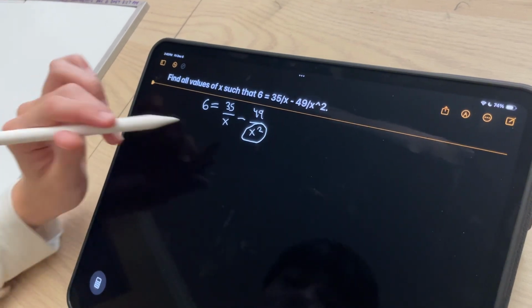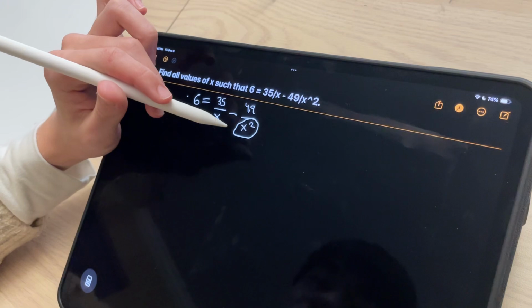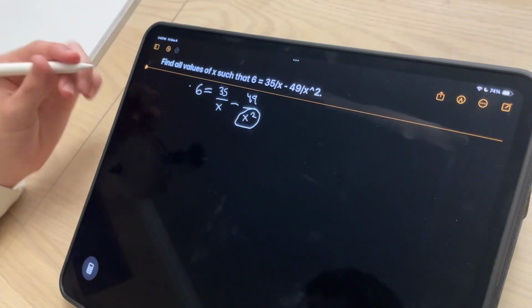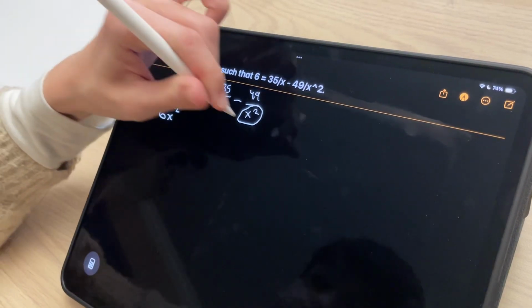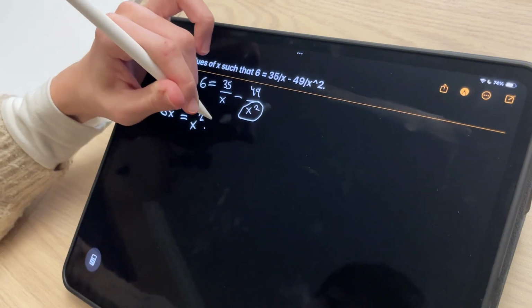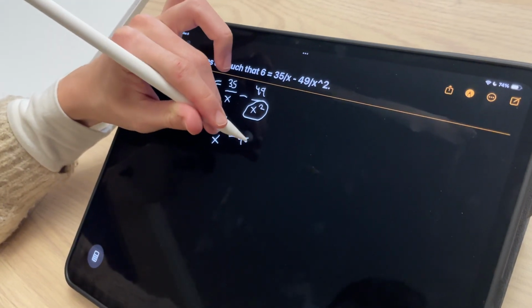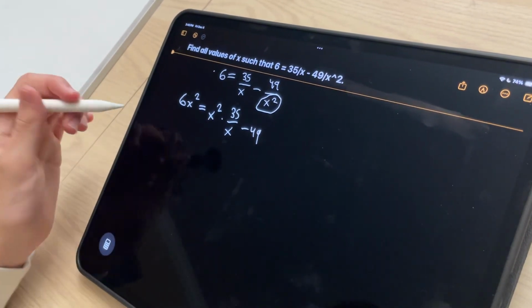To get rid of a fraction, we have to multiply both sides by its denominator. So in this case, we must multiply both sides by x squared. Doing this, we would get 6x squared, that's what 6 times x squared is, equals x squared times 35 over x minus 49, because the denominator of this fraction is gone now. Okay, so this is looking a little bit better.